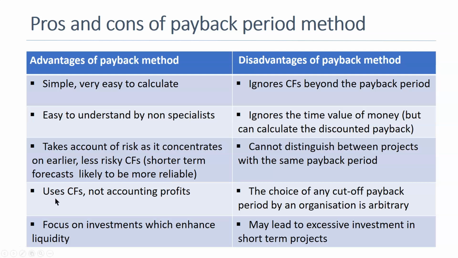What is also good about this method is that it takes cash flows and not accounting profits into account. As we've learned in our lecture on the agency problem, accounting profits can be manipulated, and that is why sometimes it's not wise to use accounting profits as the main decision-making criteria. Apart from this, it helps to focus on investments which enhance liquidity. Capital is tied in for a shorter period of time, which helps you to ensure that you don't run out of cash.